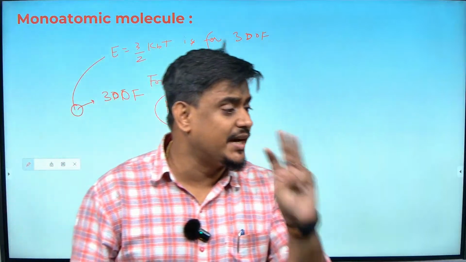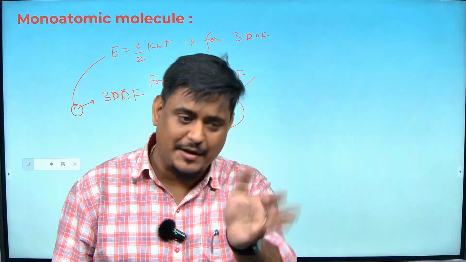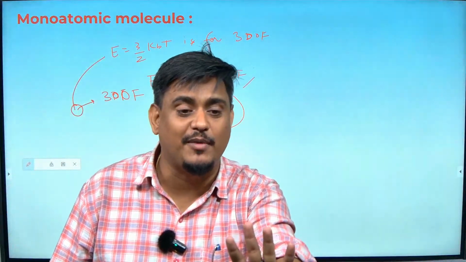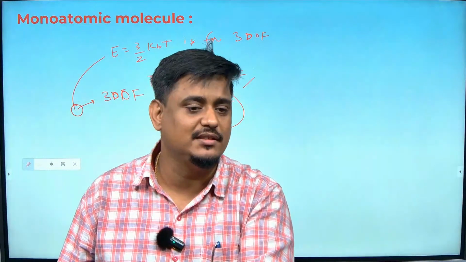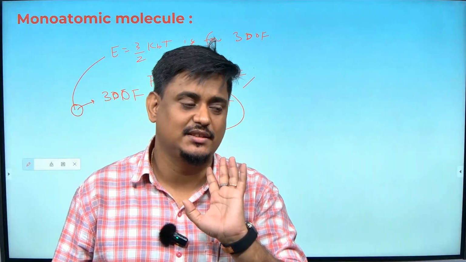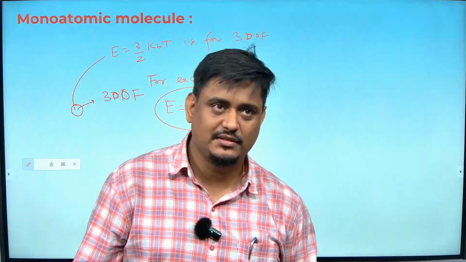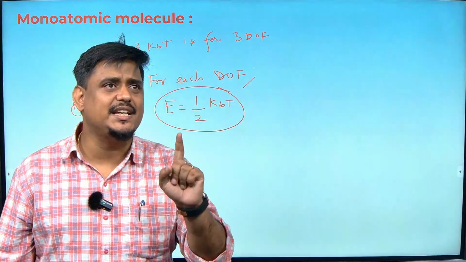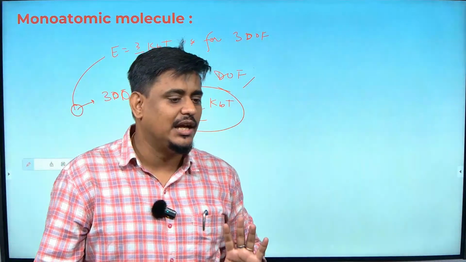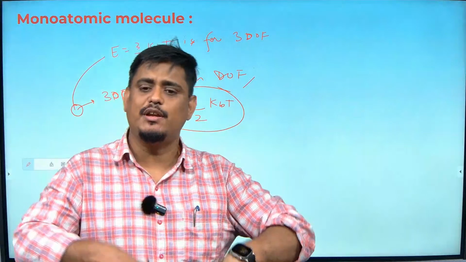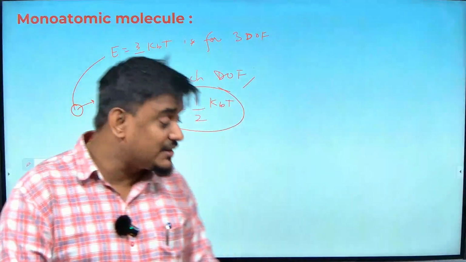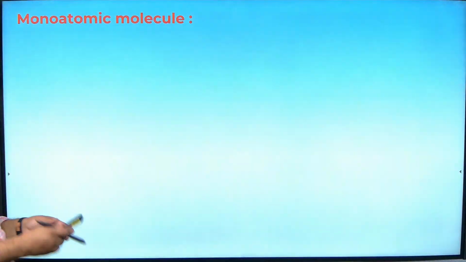A gas has 3 degrees of freedom. So what will be its energy? 3 by 2 kT, obviously, for 3 degrees of freedom. If a gas has 5 degrees of freedom, how much energy will it have? 5 by 2 kT. If a gas has 6 degrees of freedom, how much energy will it have? 3 kT. 7, 3.5 kT. Are you getting what I'm trying to say? Each degree of freedom will be allotted 1 by 2, 0.5 kT of energy. Now, however many degrees of freedom you have, that much energy you will get. Very simple. That's what nature says. That is what the law of equipartition of energy itself says.